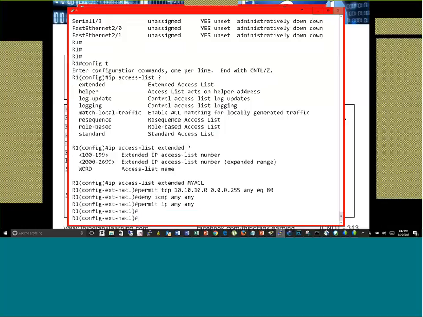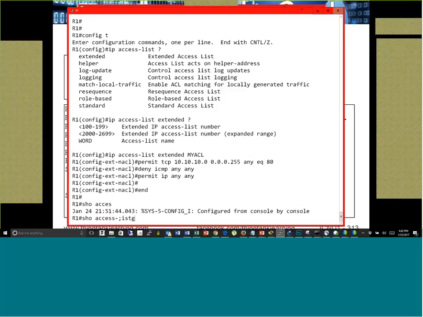So actually, the first line is a little bit redundant. We didn't really need the first line because the third line would have already taken care of it. But maybe I didn't want to allow port 80 for anybody else. I only wanted to allow port 80 if it was coming from 10.10. Well, how do I go back and insert a line?